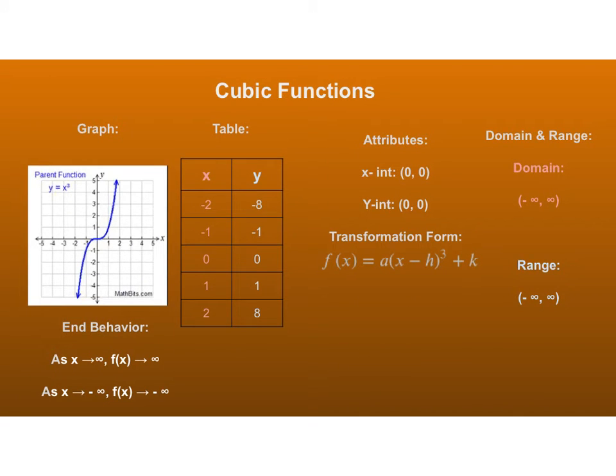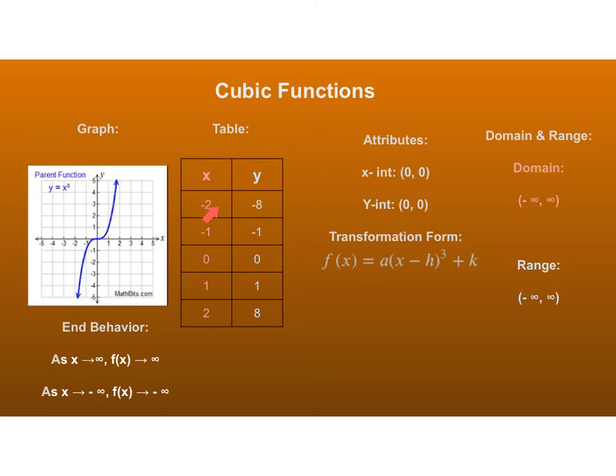We have a cubic function. So this is the graph of a cubic, which is y equals x cubed, or f of x equals x cubed. The end behavior, as x approaches infinity, what's happening to the y value when I go this direction? The y value is also going up to infinity. Now when I look on the left side, as x approaches negative infinity, what's happening to my y value? The y value is going down to negative infinity forever.